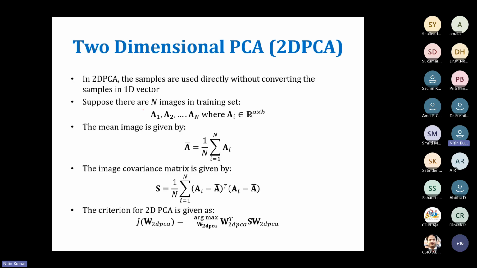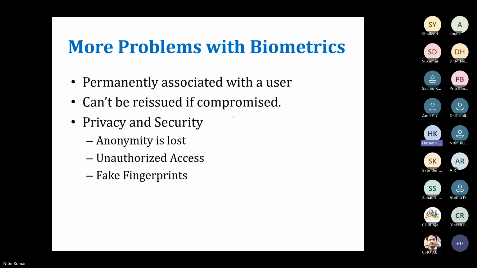Now, in the same way, earlier we had used the 2D images, where the image was converted into 1D samples, but we can also use these 2D images as they are. So A1 is a 2D image, each of size A by B. I can find out the mean image, and then I can compute the covariance matrix like this: A_i minus A bar, and I take the summation over all n images. Then in 2D PCA also, we have to find the W which maximizes this.